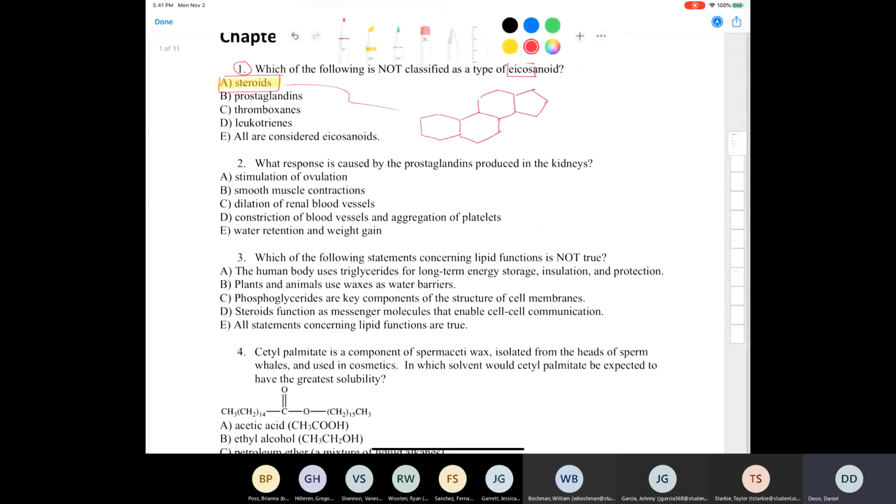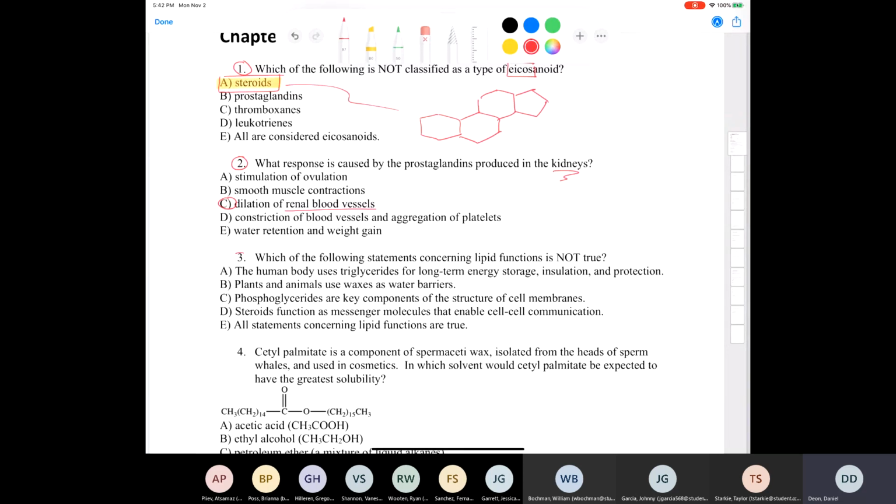What response is caused by the prostaglandins produced in the kidney? Well, if you look at the function of prostaglandins, they have many different biological functions. If you see the first one, stimulation of ovulation, that probably doesn't have anything to do with the kidneys. Smooth muscle contractions, neither. Whereas dilation of renal blood vessels, these are blood vessels that are found in the kidneys, are in fact the response caused by prostaglandins in the kidneys.